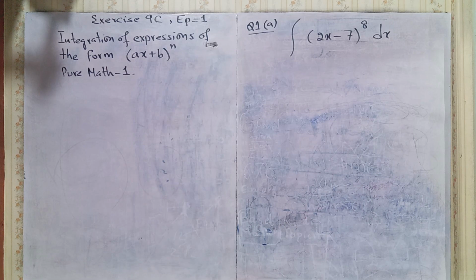Book of the Pure Maths 1. This is paper 1 of the Cambridge International AS and A Levels Mathematics 9709. We are working on exercise 9C of this course book, and this is my first episode on this exercise. The topic of this exercise is integration of expressions of the form ax plus b raised to power n, and we are working on question number 1.